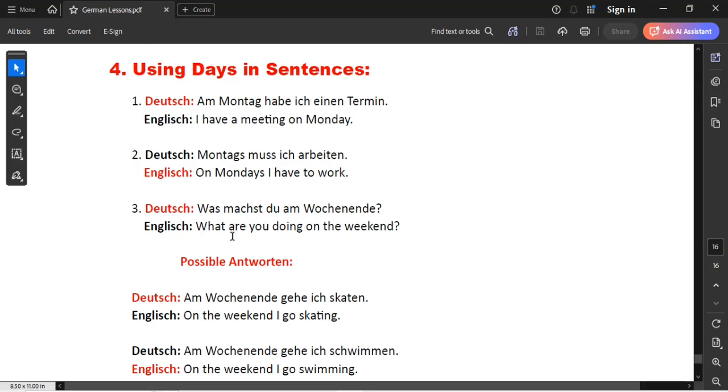Another possible Antwort to that Frage. If somebody asks you Was machst du am Wochenende, you can say: Am Wochenende gehe ich schwimmen. That means on the weekend I go swimming.